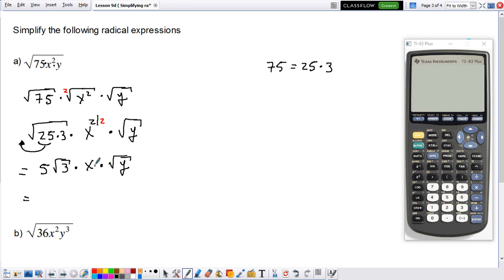Now again, when you're multiplying, you can just multiply the square roots with the square roots and the coefficients with the coefficients. So now this becomes the 5 and the x stay outside because they're outside of the square root. And now those which are inside the square root, you multiply them. So 3 times y is just 3y.